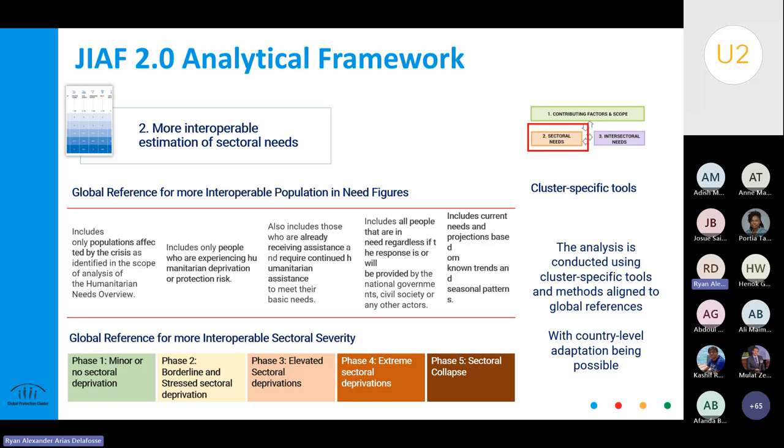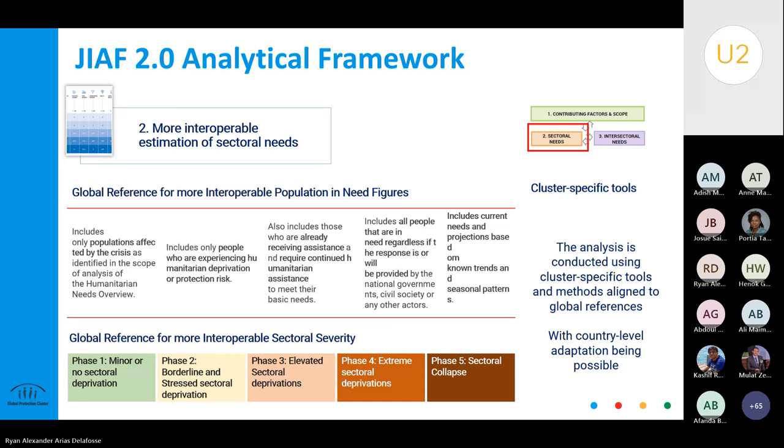Because ultimately what this is trying to do is to make sure that if you are choosing a sectoral collapse phase five and food security also has phase five, that those two are communicating to each other, because this is a huge red flag. And if there are two sectors that are in phase five, intersectorally, that's probably going to be a phase five as well, which is going to be highlighted on the HNO and HRP.